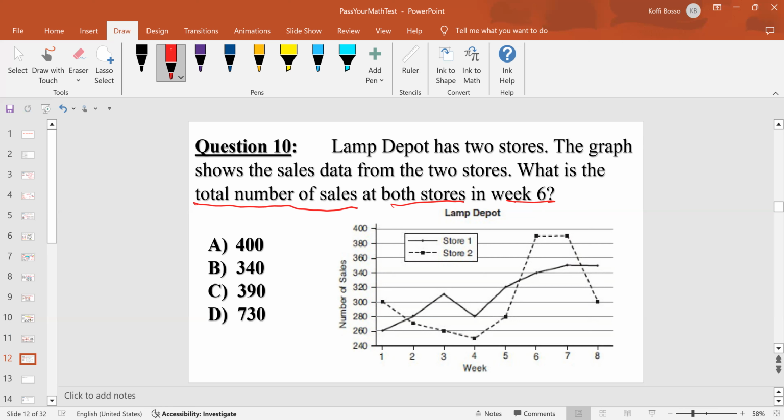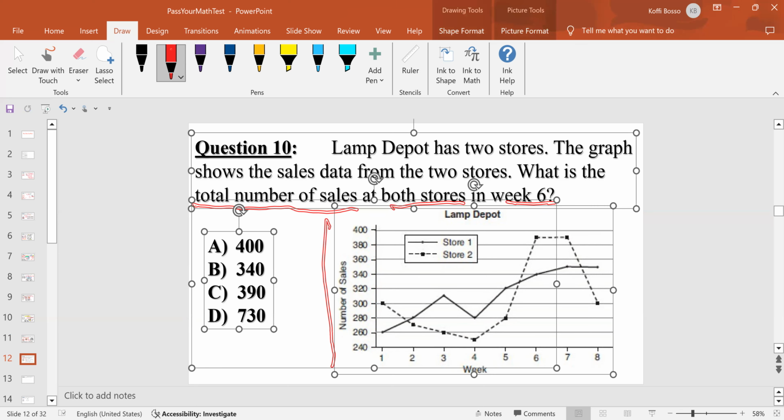So let's understand this graph. What we have here represent the weeks, like week 1, week 2, week 3, and so on to week 8. What we have here represent the number of sales. Okay, so they want to know the total number of sales for week 6.